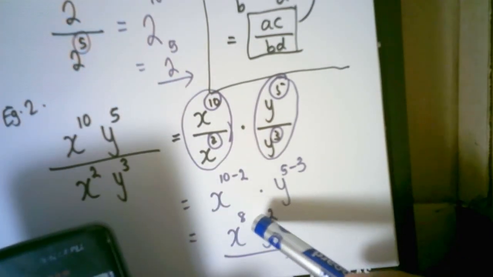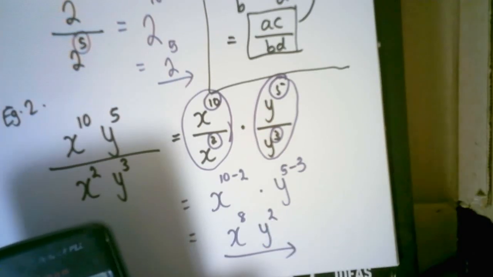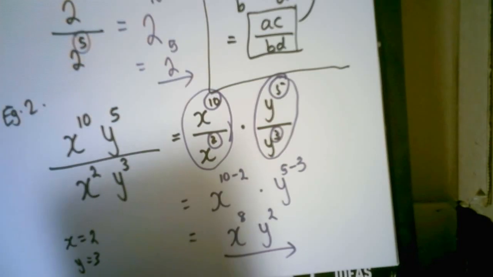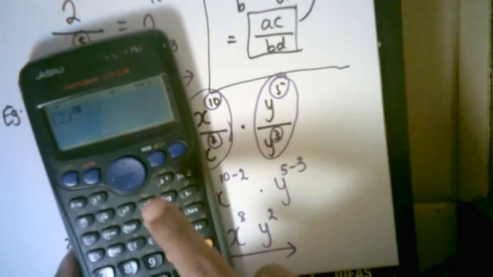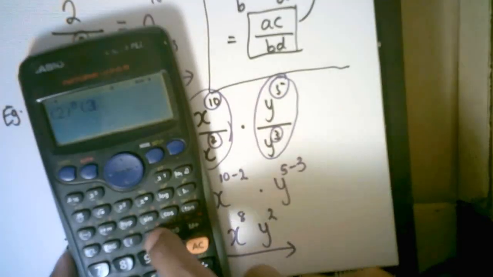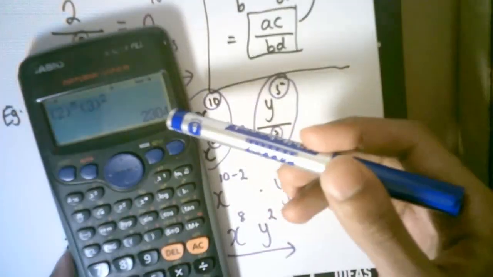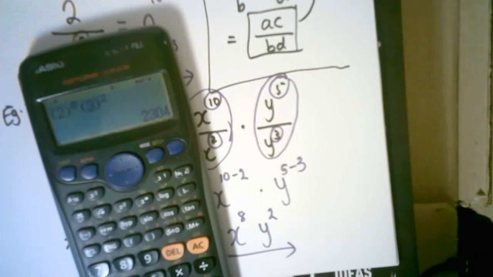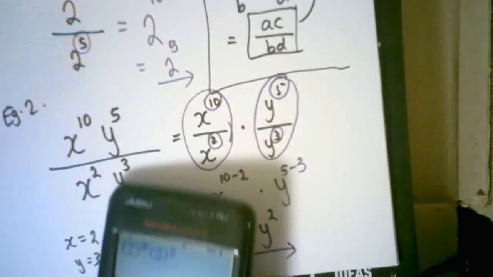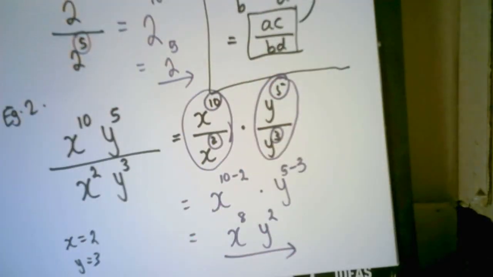Now let's look at the solution. The solution is x raised to the power of 8 times y squared. So in the place of x, I'm going to substitute that with the 2. So that's 2 raised to the power of 8, right? Y, which is 3 squared. And that is also equal to 2,304. So you can see that they are equal to each other. You just simplify it, and that's what the question asked us to do.